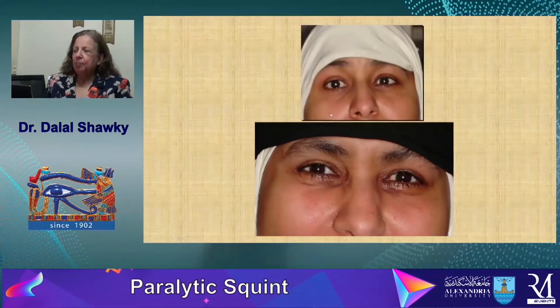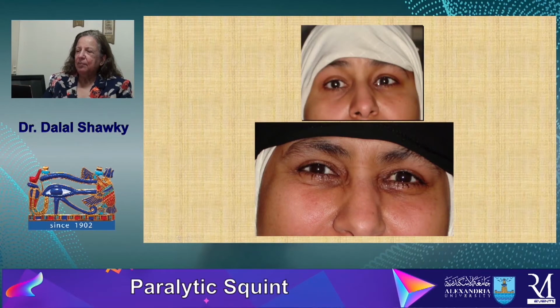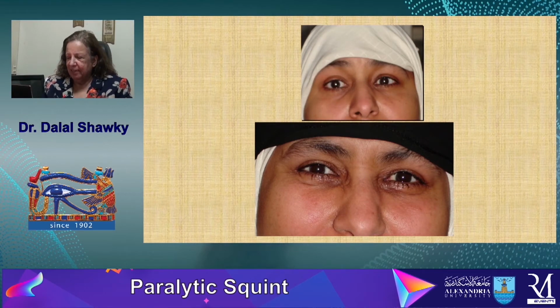So recess the direct antagonist and recess the yoke muscle. And here is the post-operative after recessing the medial rectus of the left eye and the medial rectus of the right eye. The eye positions are corrected and also the face turn is corrected spontaneously.